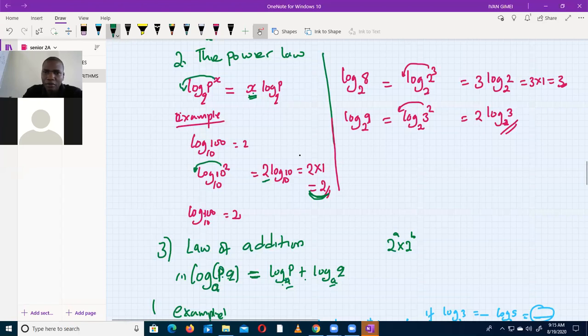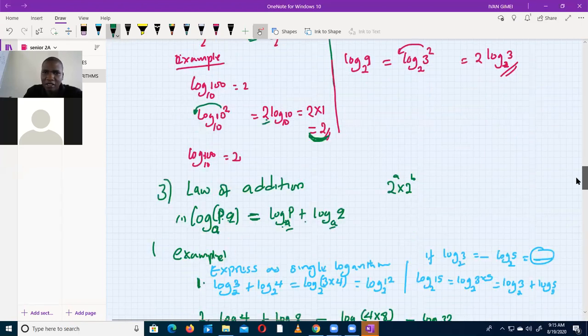So we have something like this. You drop the power, so we have 2 log 10 base 10. Log of 10 base 10 is the same as 1. Log of the base is the same as 1. We tried the same with this example, and we came up with that. So this is what we looked at the other time. That is the second law, the power law.